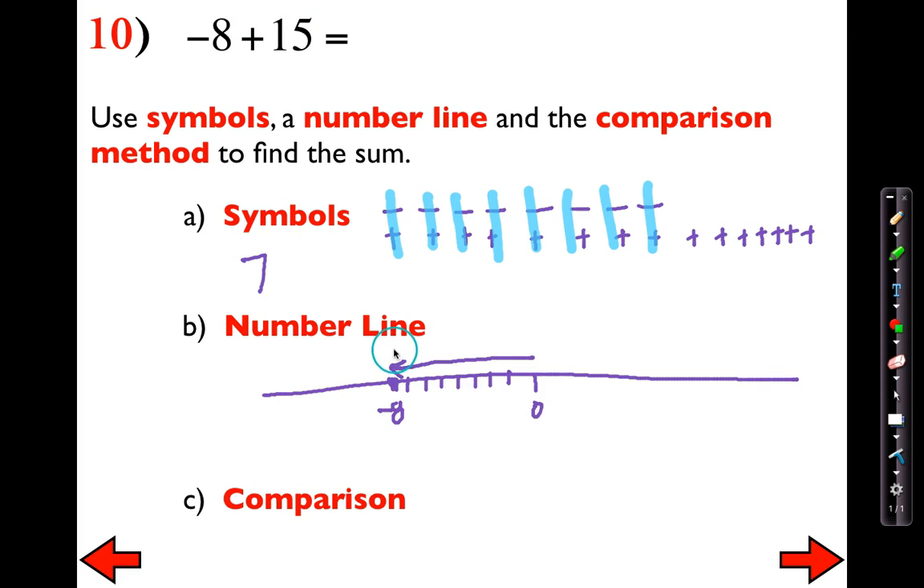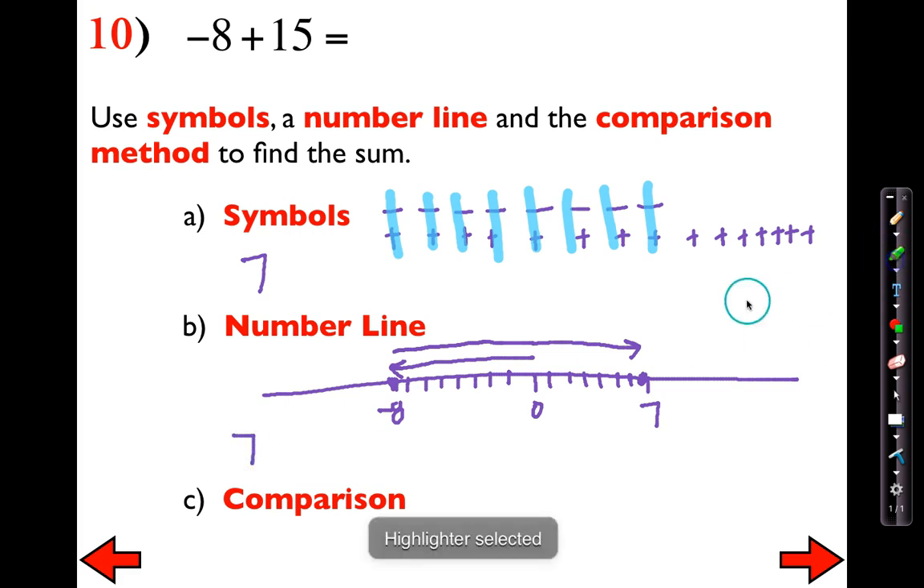So I'm going to move forward 15 from this point, which is 1, 2, 3, 4, 5, 6, 7, 8. Let me add some more. 9, 10, 11, 12, 13, 14, 15. So here it would go all the way to this point. So what is my answer? Let's count. It's 1, 2, 3, 4, 5, 6, 7. So notice, even with the number line, my answer is a 7.